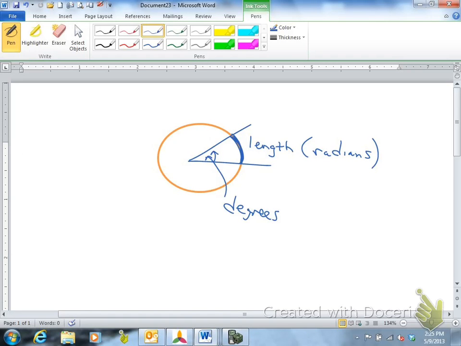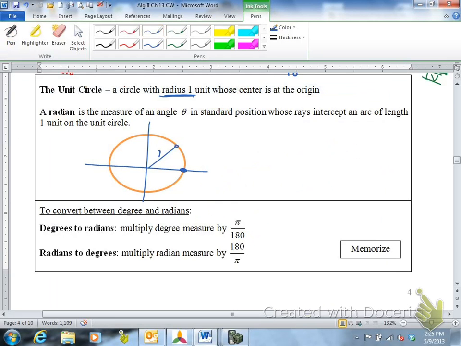So that's the essential difference between degrees, how much an angle opens like this, and radians, the length on the circle, the length of the arc. A radian is the measure of an angle whose rays intercept an arc of length 1 unit on the unit circle. If you think about going all the way around the circle, that would be 360 degrees, 1 revolution.